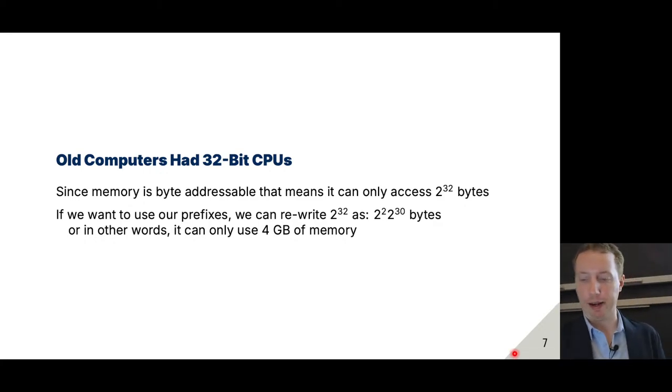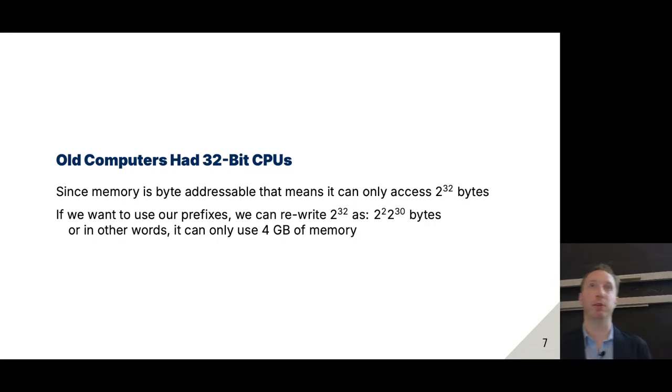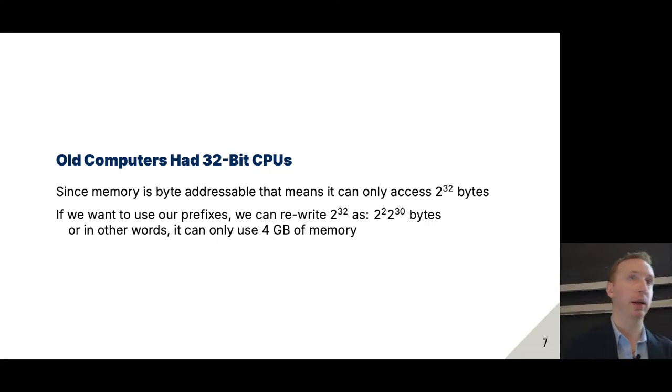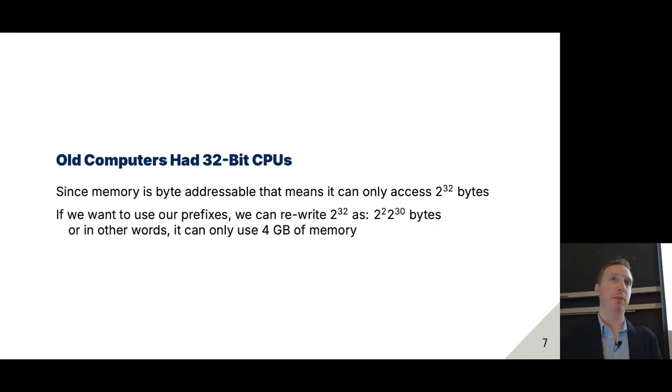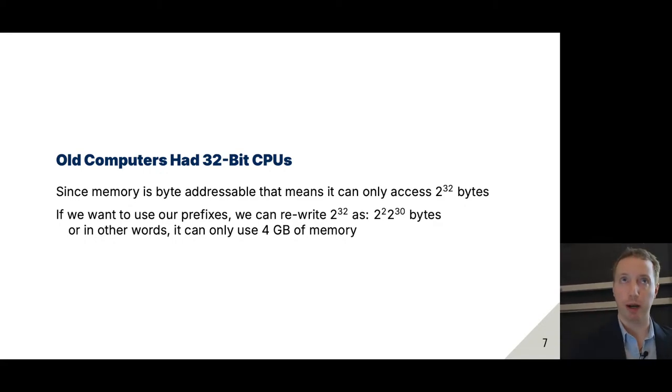So using that exponent law from math, we can rewrite 2 to the power of 32 as just 2 to the 2 times 2 to the 30. And we now know that 2 to the 30 is 1 gigabyte. So in other words, this would be able to address up to 4 gigabytes of memory, which is just too small for us now. Most of our laptops probably have more than 4 gigabytes of memory. That's why we had to move away from it and have 64-bit CPUs, which, as you might notice, computers like powers of 2. 64 is just the next power of 2 after 32.